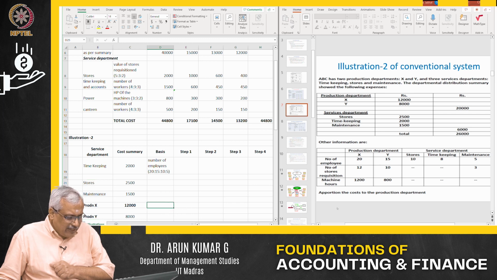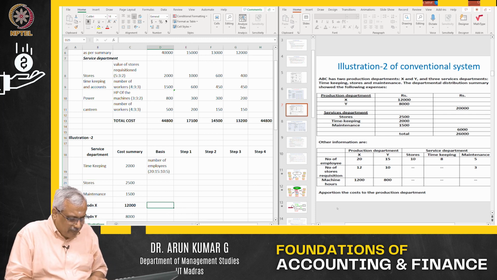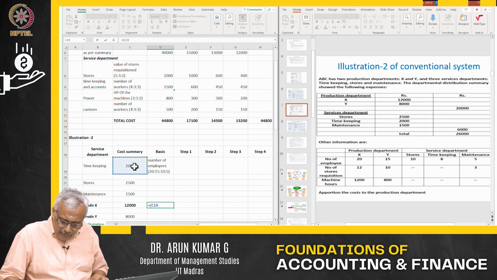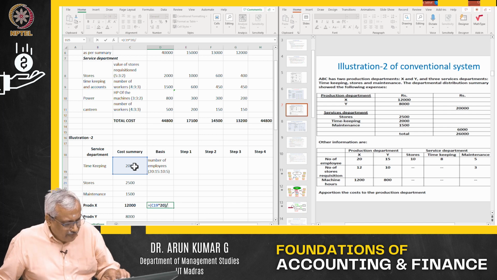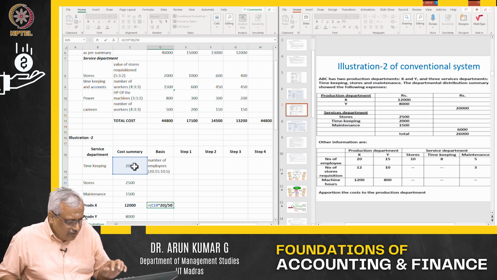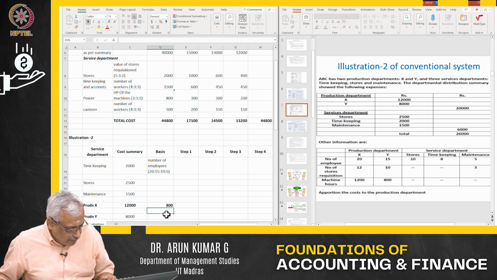Now, let us say 20. I am talking about production department X, and what is the kind of allocation? This is the number that is to be allocated. What is the number here? 20 divided by 20 plus 15 is 35, 35 plus 10 is 45, 45 plus 5 is 50. So, divided by 50, $800 out of this 2000 goes to production department X.